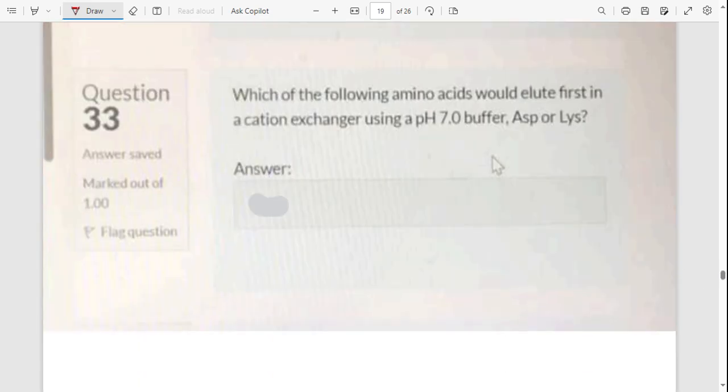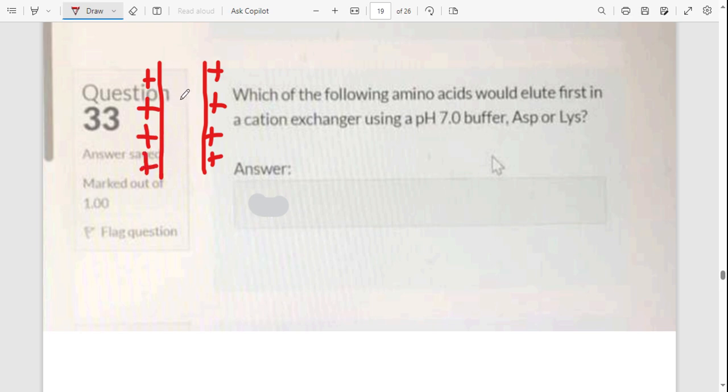Which of the following amino acids would elute first in a cation exchanger using pH buffer? So I've got aspartate and lysine. Now, how do you tell which one is going to be able to pass through using a cation exchanger? A cation exchanger is a method used to separate amino acids depending on their charge. Now, remember, it is a cation exchanger, meaning that it is positively charged. Meaning that molecules that are to be separated or to pass through this should be negatively charged because positive is attracted to negative.